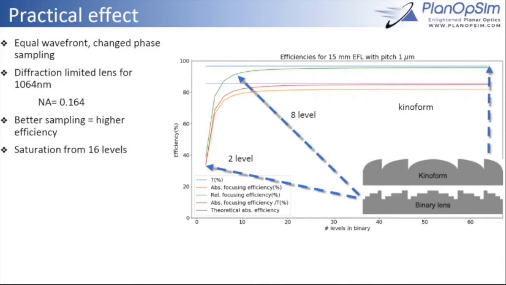And if we look here at the maximum focusing efficiency we can get, you see that with this level approximation, even if all the structure is perfect, 100% transmitting, we can still only focus around 35% of the light. If we increase that, we approach the theoretical maximum, 87% of the light. In practice, you see that we need around 16 levels of phase control before the efficiency starts to saturate.